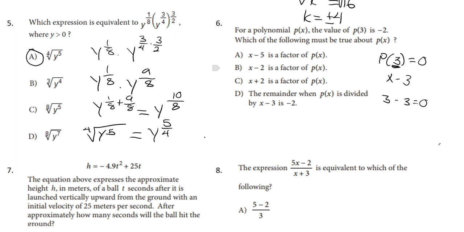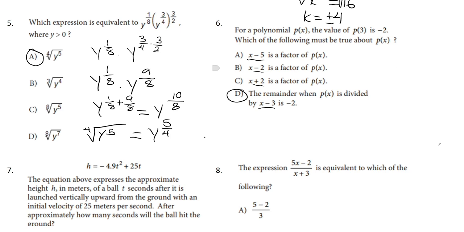Since this is not the case here, we cannot determine that any of these are factors of p of x. And the only conclusion that we can come to is that negative 2 is the remainder of p of x if we have x minus 3 as one of the factors. So the remainder when p of x is divided by x minus 3 is negative 2. That's going to end up being the answer.